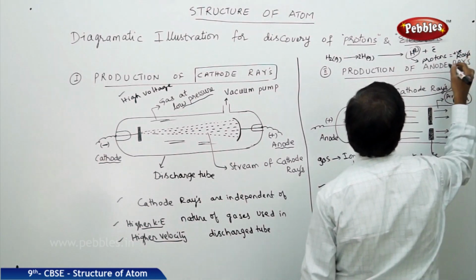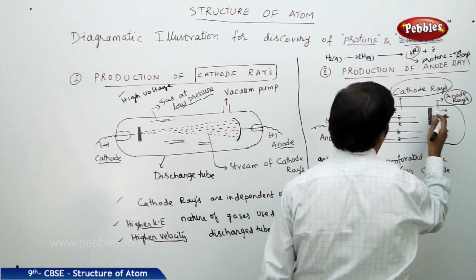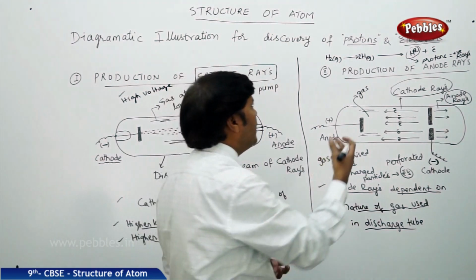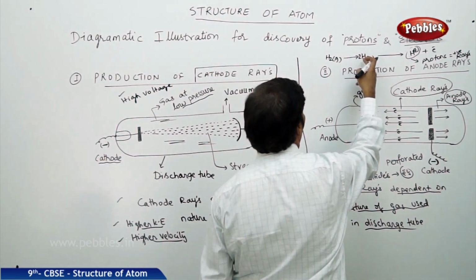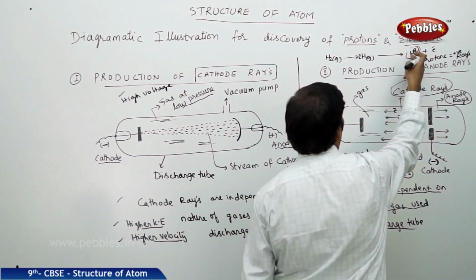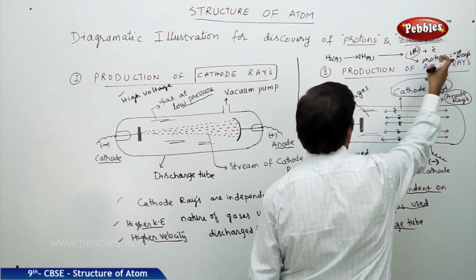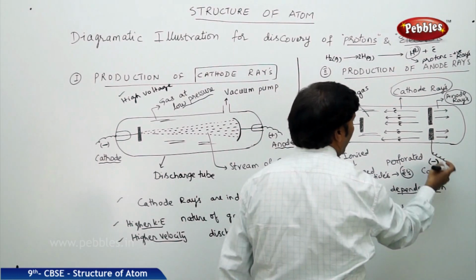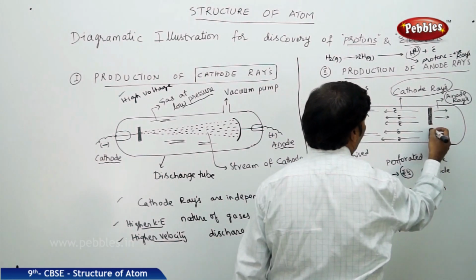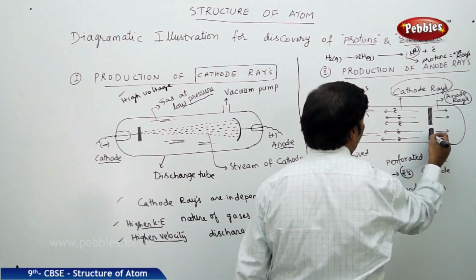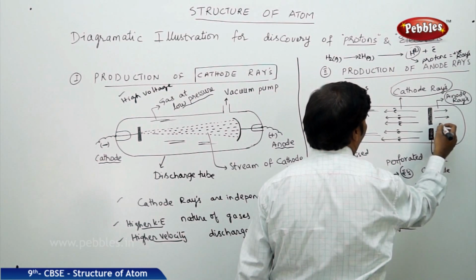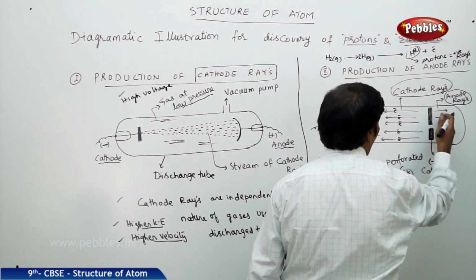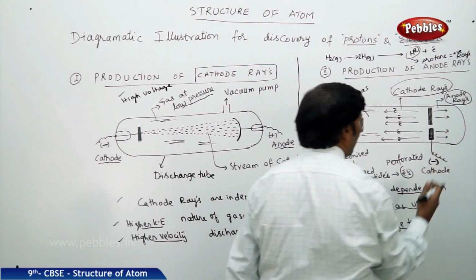We can call them positive rays, and these positive rays, obviously whatever the ions formed because of the ionization, molecules are broken into atoms, and atoms are ionized to positively charged particles. Positively charged particles become the positive rays. These positive rays migrate towards the cathode electrode. You can see that this cathode is perforated, so from the gaps all the canal rays or the positive rays move towards the cathode, and they move beyond the cathode.